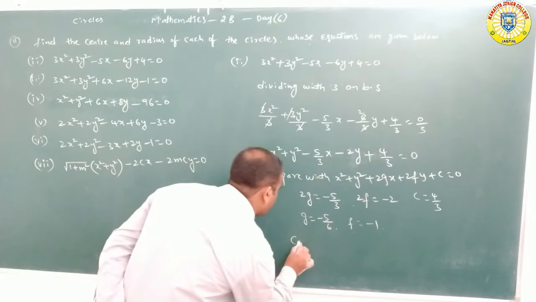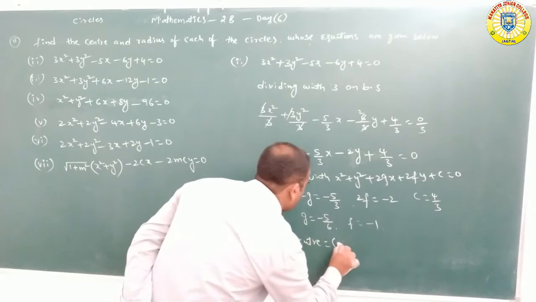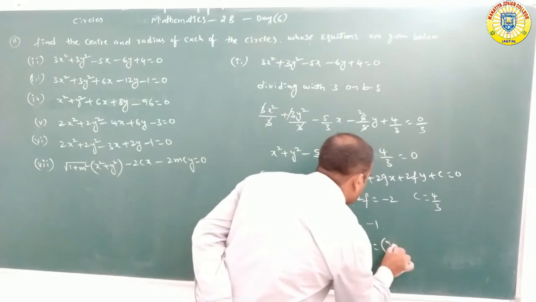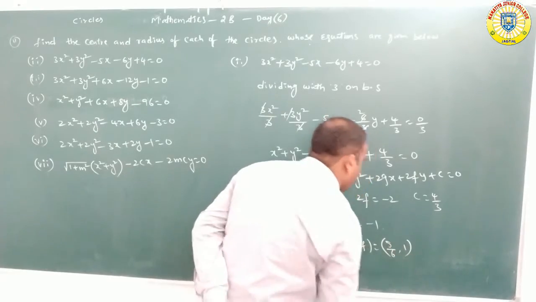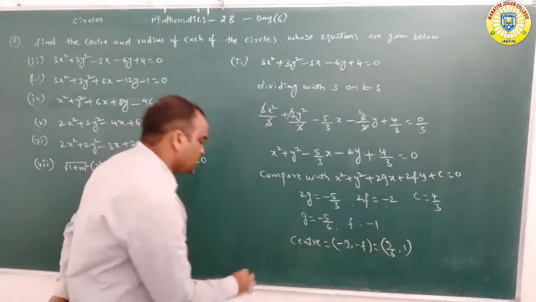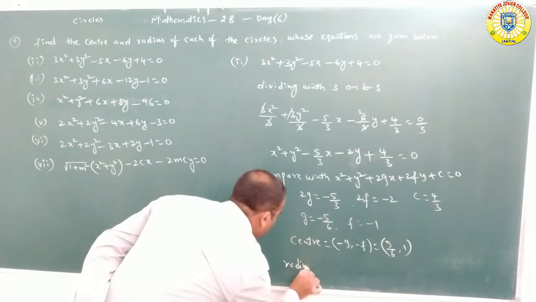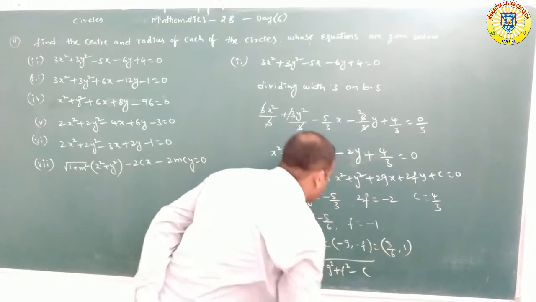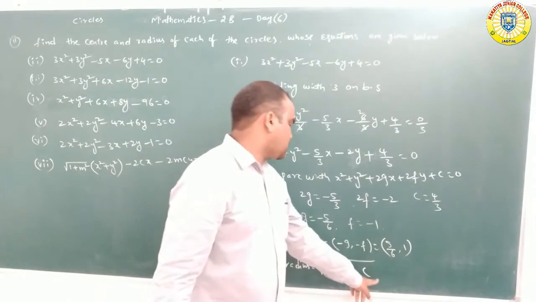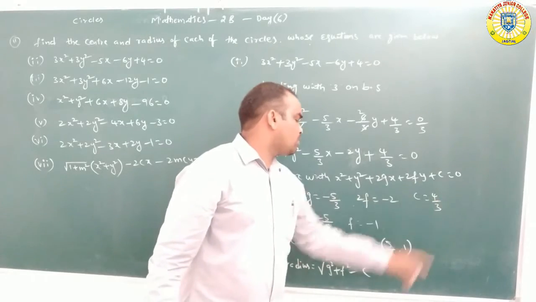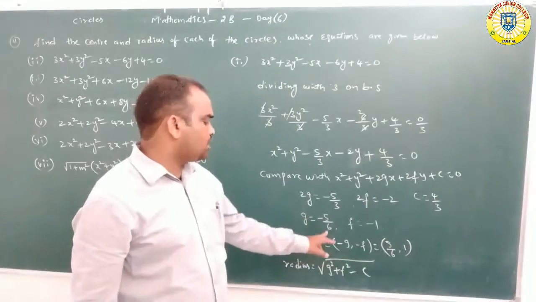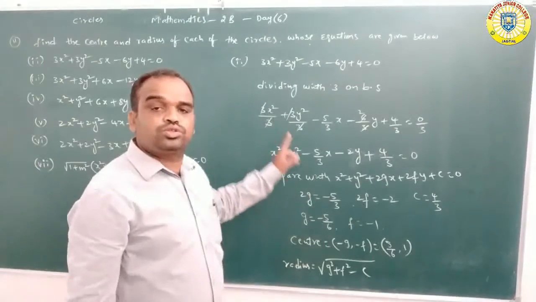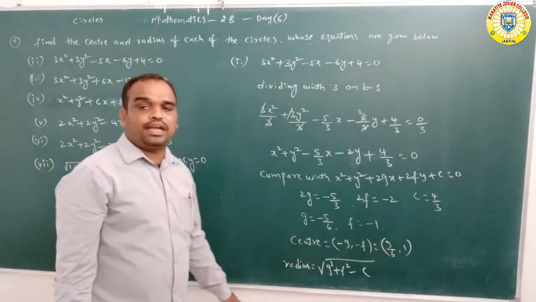Here center is equal to minus g comma minus f. Minus of minus 5 by 6 is 5 by 6. Minus of minus 1 is plus 1. Okay now, substitute for the radius. Radius is equal to under root of g square plus f square minus c. The g value is there, the f value is there, and also the c value. c is equal to 4 by 3. We are substituting all the values in this formula and we get the radius. So find the radius of the circle and also do the remaining problems.